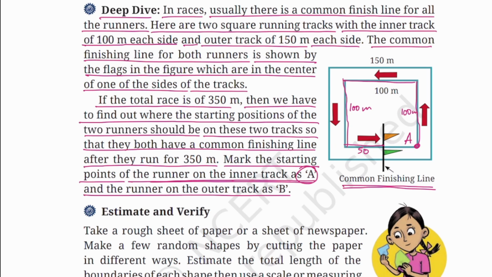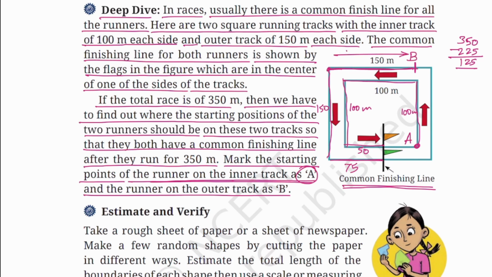Similarly, you have to move 350 meter from the finishing line on the outer track. Half of 150 is 75. This is 150 meter, that is 75 and 150 is equal to 225. Distance to be covered is 350 minus 225, that is 125 from this point. So the starting point for outer track will be here.